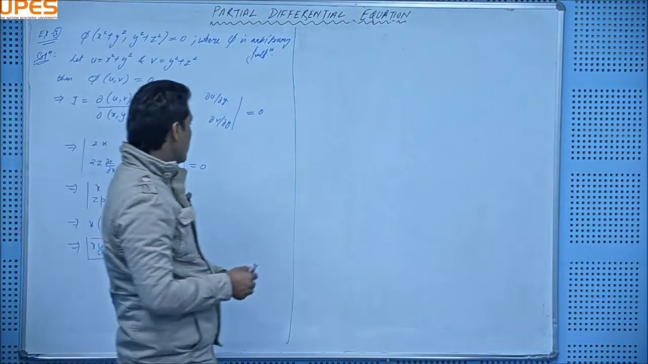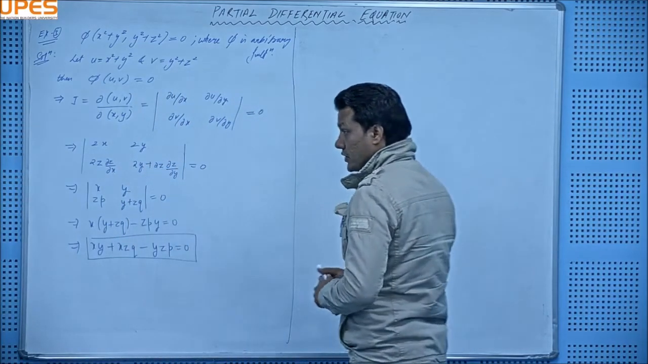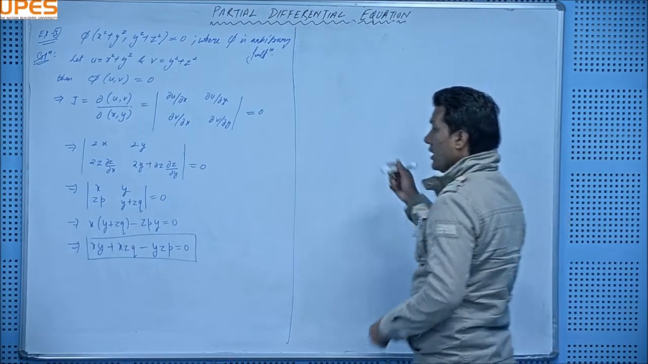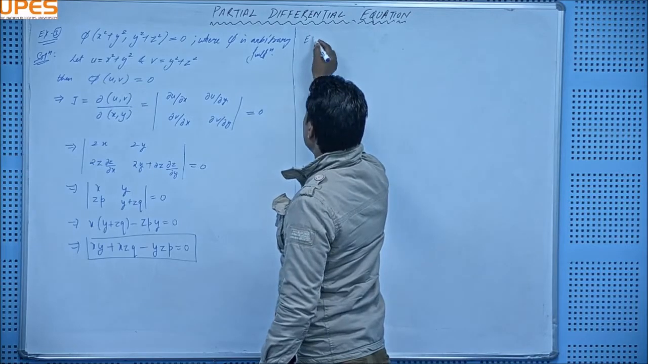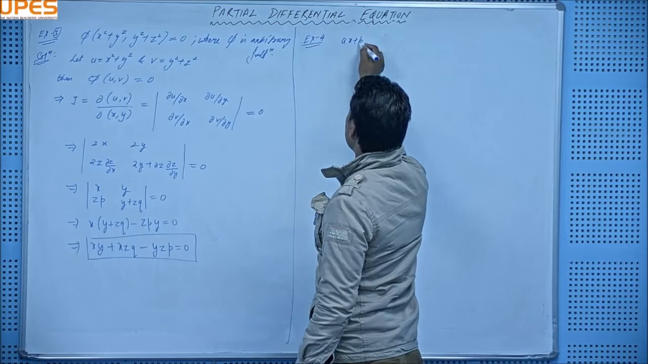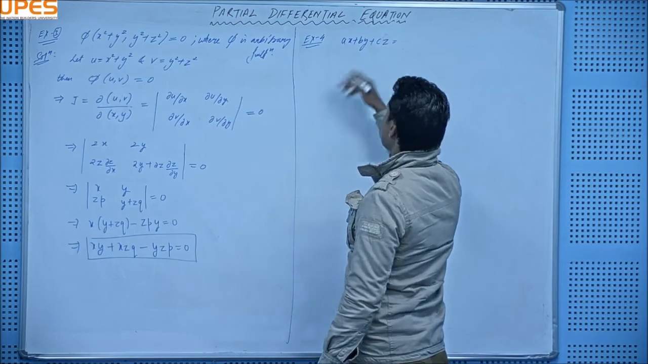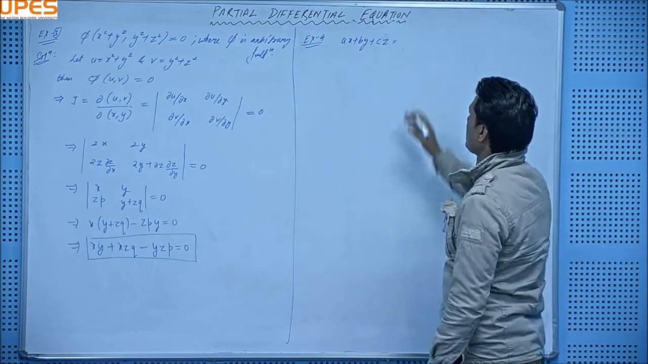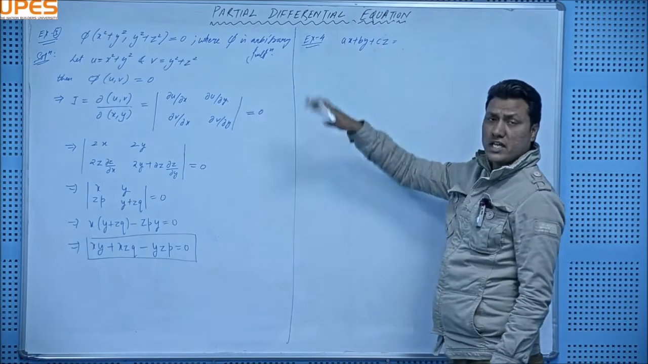So coming to our next question, that's example number 4. Let me take ax plus by plus cz. I will take another example of a kind which involves some constants as well as arbitrary functions.